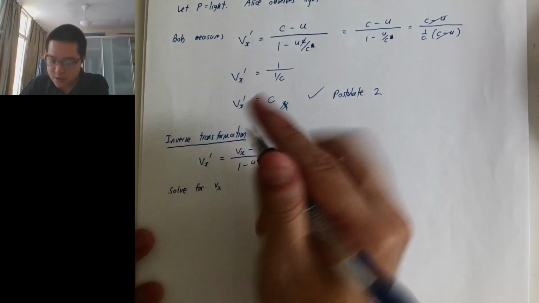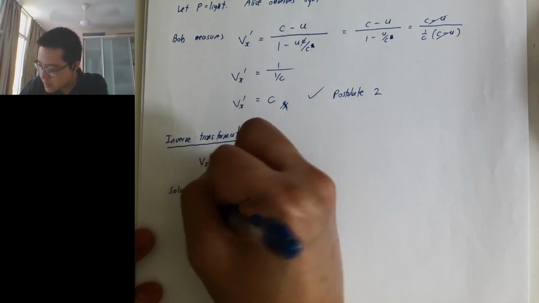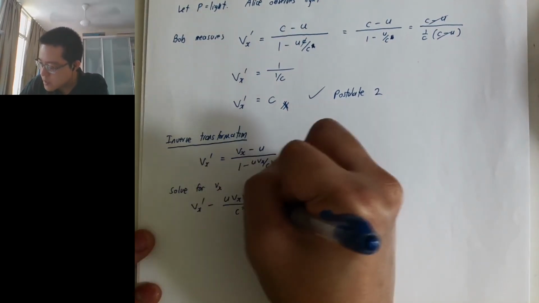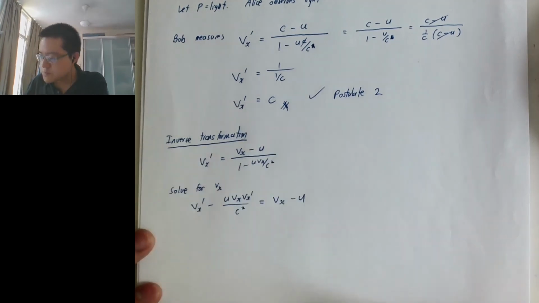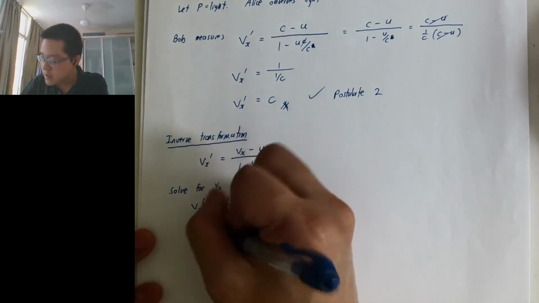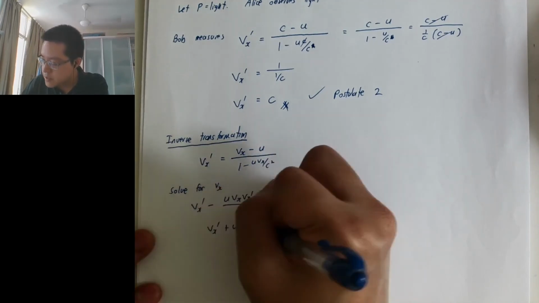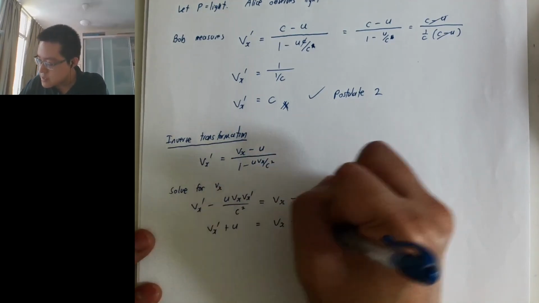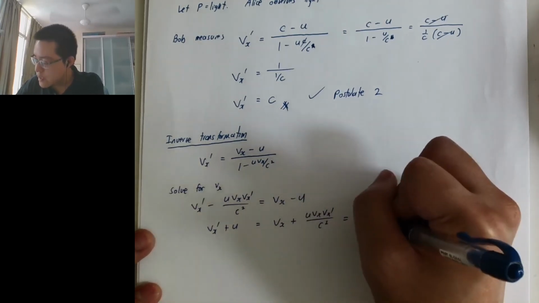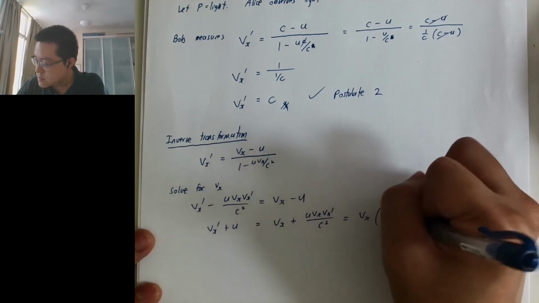I bring this over, so I get Vx prime minus U Vx Vx prime over C squared. This is Vx minus U. I want to solve for Vx, so I put this together. I get Vx prime plus U equals Vx plus U Vx Vx prime over C squared. I can factorize the Vx.